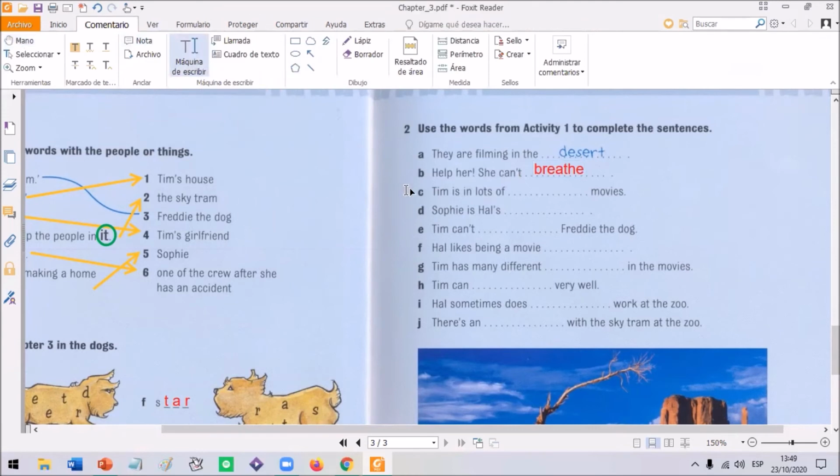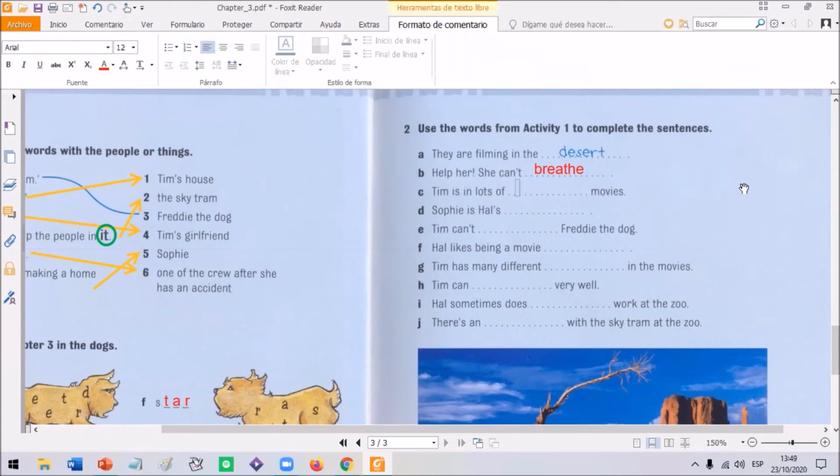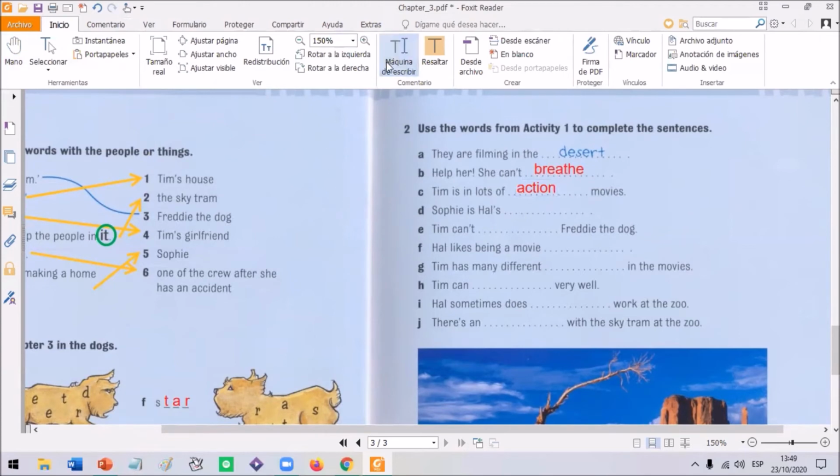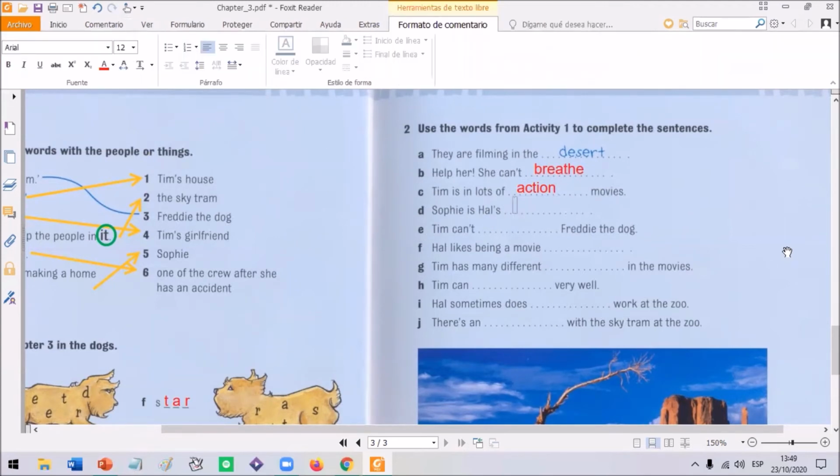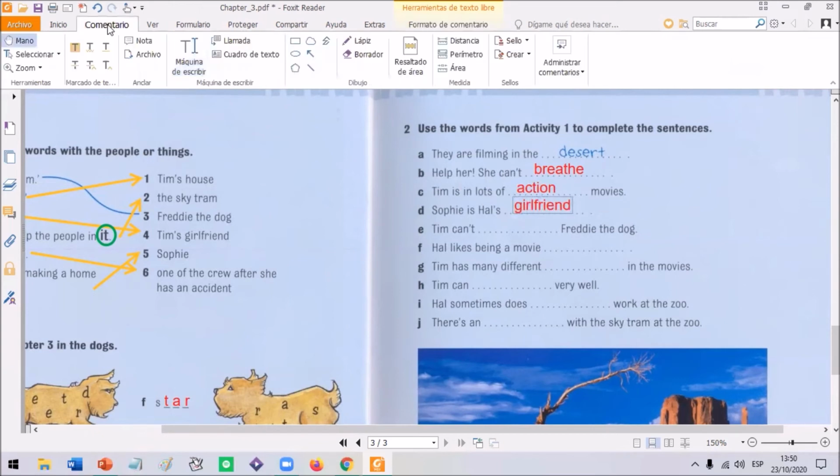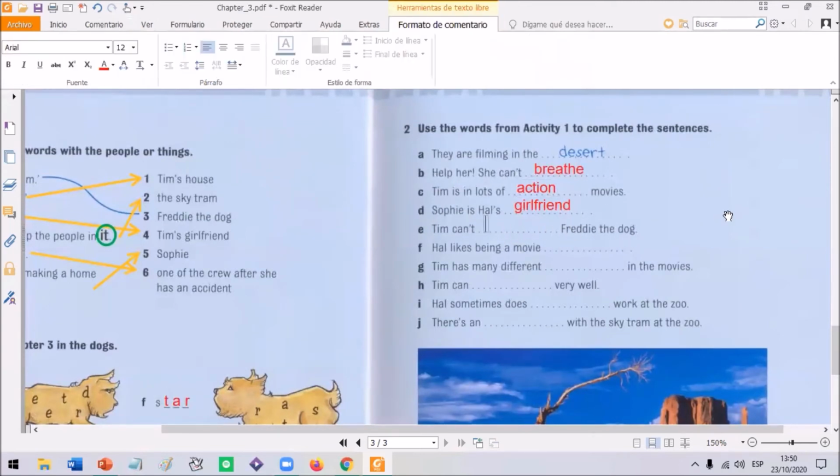Tim is in lots of movies. What type of movies? Tim is in lots of action movies. Yes, very good. Sophie is his girlfriend. What is Sophie? Or who is Sophie? She is his girlfriend. Very good. Tim can't trick Freddy the dog. So what's missing here? Can you tell me? Great. Tim can't trick Freddy the dog.